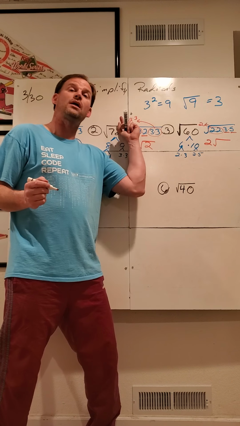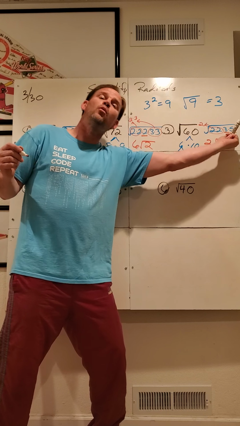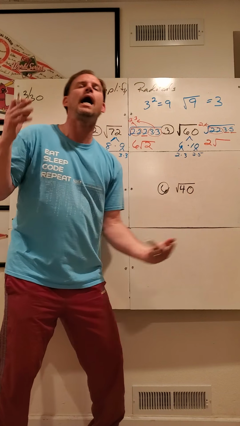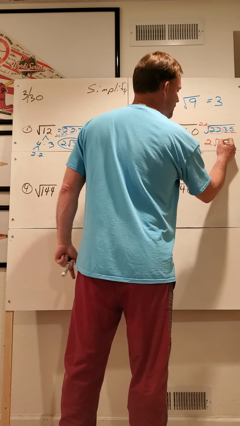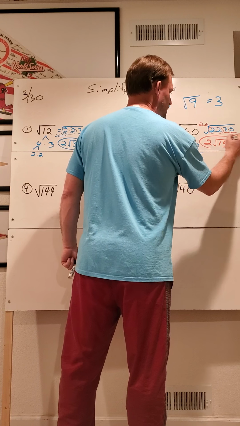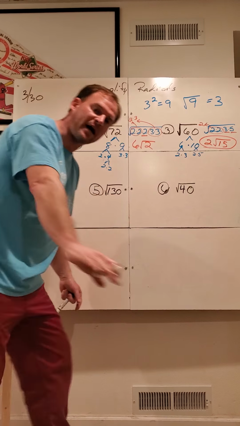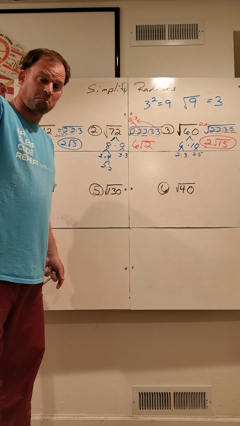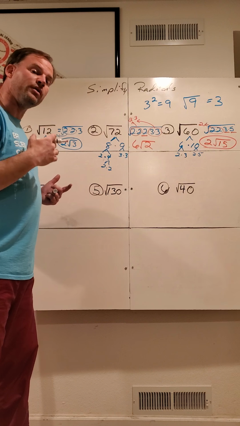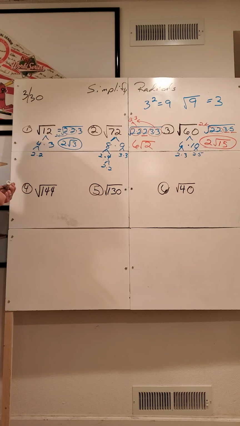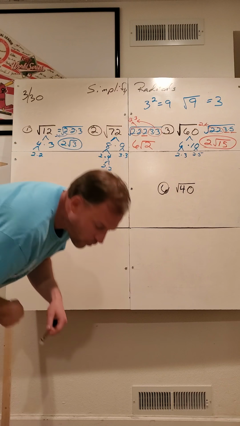If I've got more than one coming out, I multiply them together. If I've got more than one left in, I am multiplying those 2 together. Final answer. Moving on. Let's practice a little bit more. Number 4.